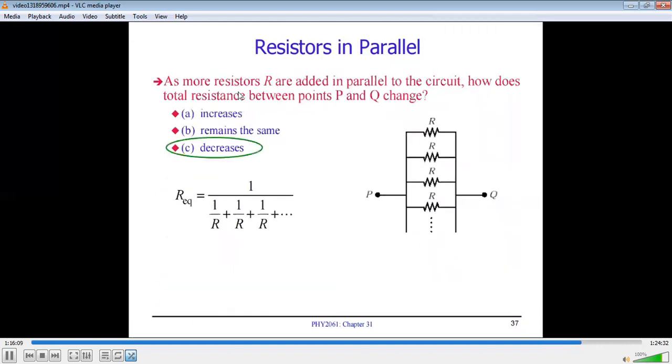Now resistors in parallel: if more resistors are added in parallel to the circuit, how does the total resistance between P and Q change? It decreases, due to the equivalent resistance for parallel connection. You must know the equivalent resistance is 1 by R1 plus 1 by R2 plus and so on. This is why it decreases.